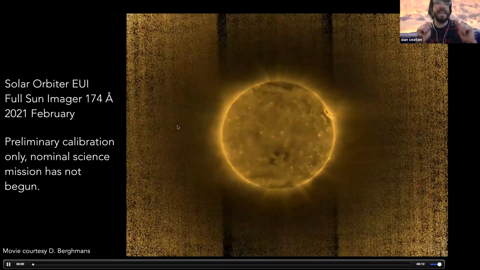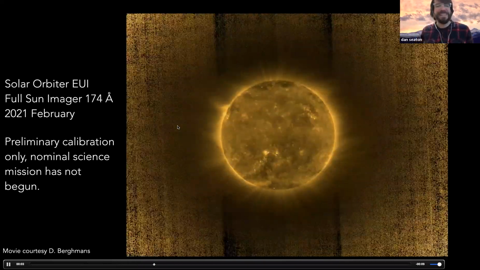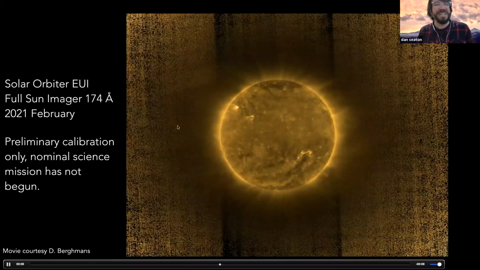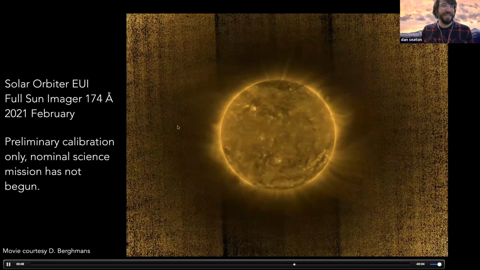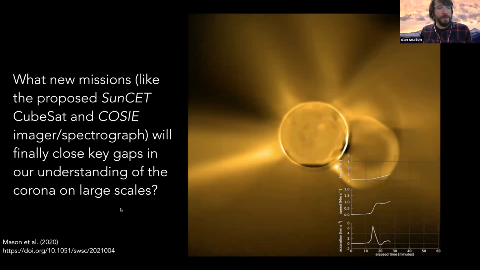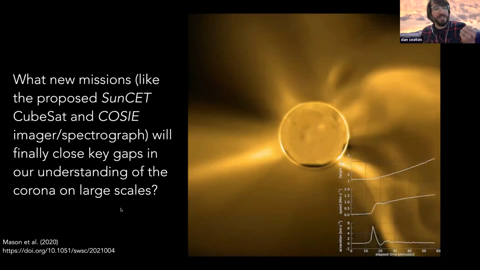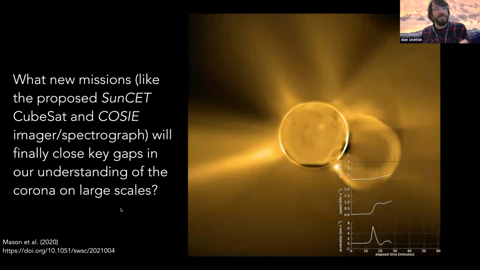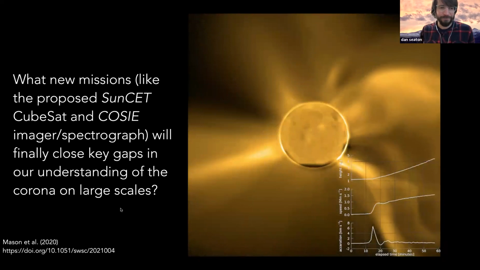And I think as they get FSI dialed in, you're going to see amazing things. And of course, we're going to get out of the ecliptic too and see a totally new perspective, which I think is just so exciting. There's a whole bunch of mission proposals coming out, Sunset, Cozy. I want to challenge people to think, what new missions can finally close these gaps in our understanding of the corona on the largest scales?